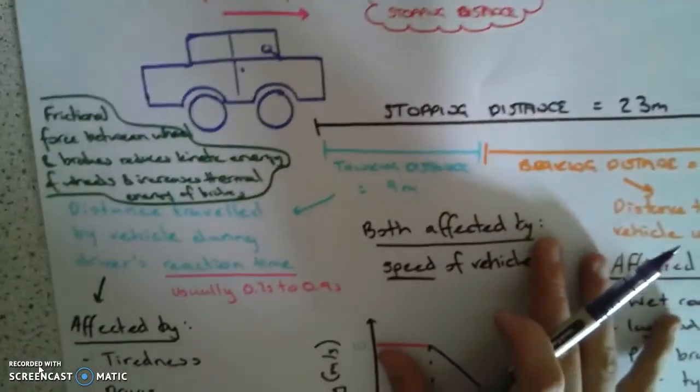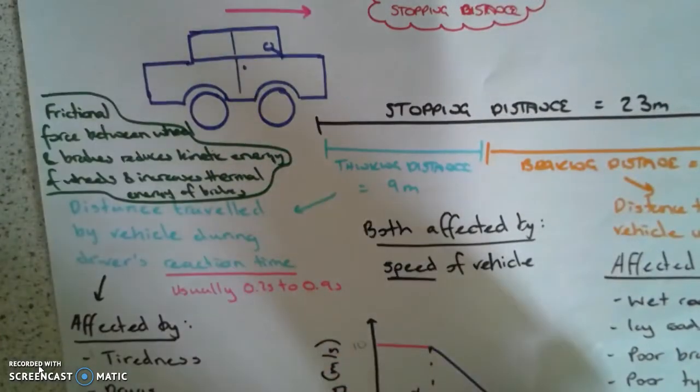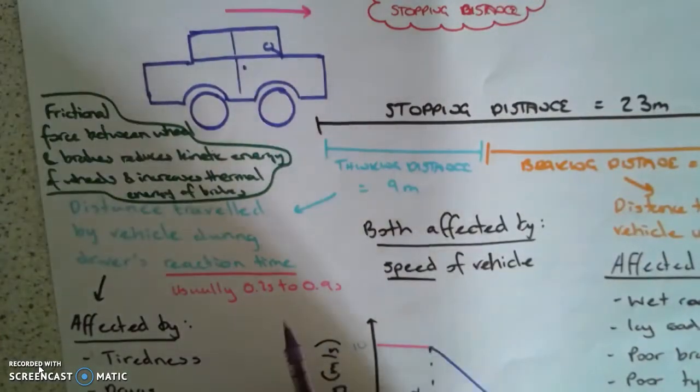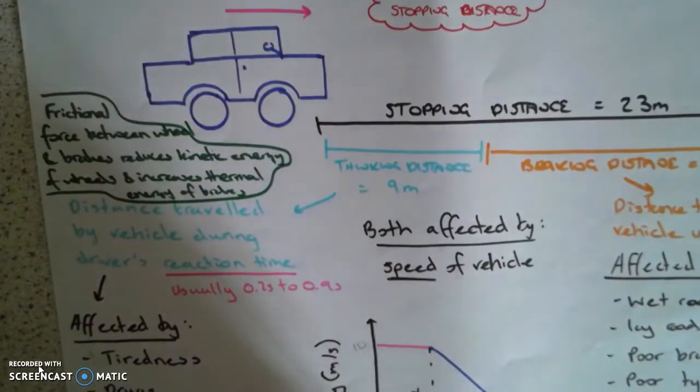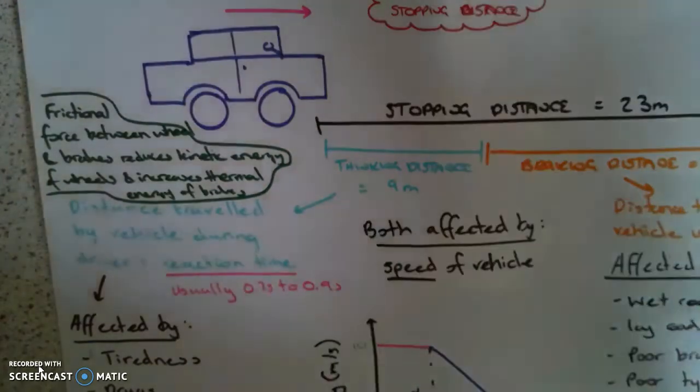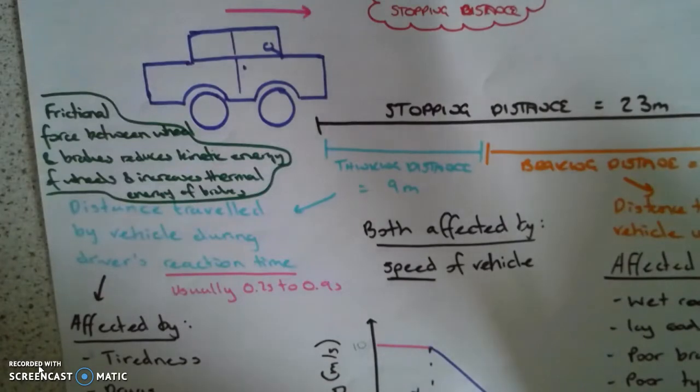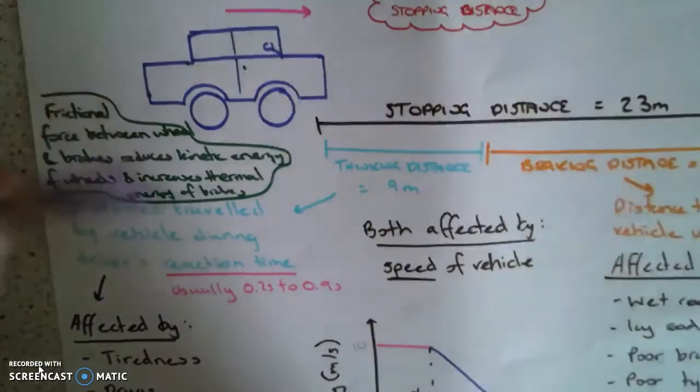Now, the thinking distance is the distance that the car travels during the driver's reaction time. And a driver's reaction time is usually between 0.2 and 0.9 seconds. So when that ball first goes out into the road and a child is running after it, you can't do anything about the fact that it takes you between 0.2 and 0.9 seconds to just react to that change in your environment.